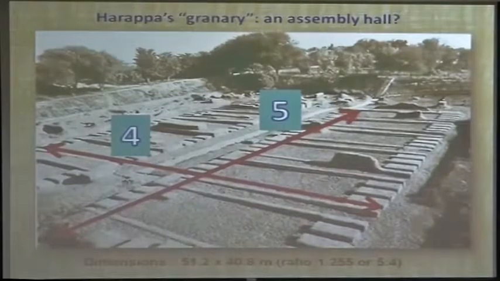What function was it? It was earlier called a granary, but there have been more recent suggestions that it might have been some kind of an assembly hall where people were meeting, but basically we don't know. But what we do know is that if you calculate the dimensions, you get again 1.25. So something is going on. And what is it? We'll explore.